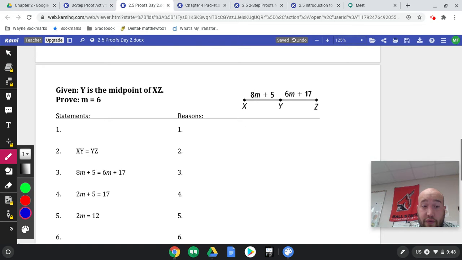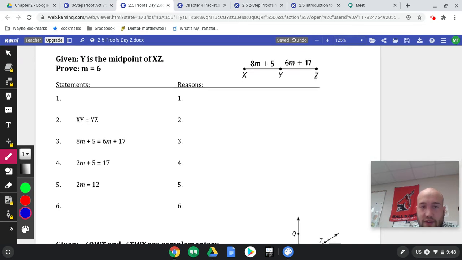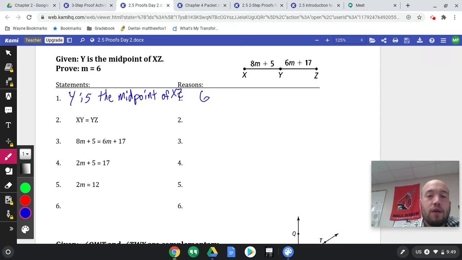On to the next proof. Okay, so here, once again, and hopefully you're seeing, once you kind of get it set up, lots of these proofs are not that challenging. It's just getting that first few steps. So here, y is the midpoint of xz. That goes right here. That is what is given to us. And hopefully you guys remember our reason is given.